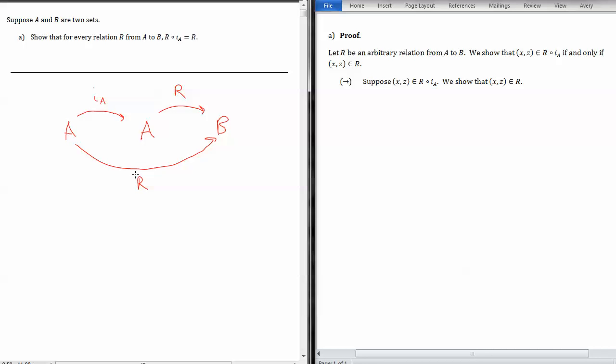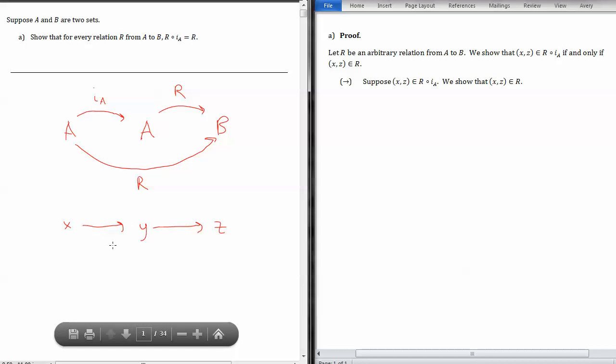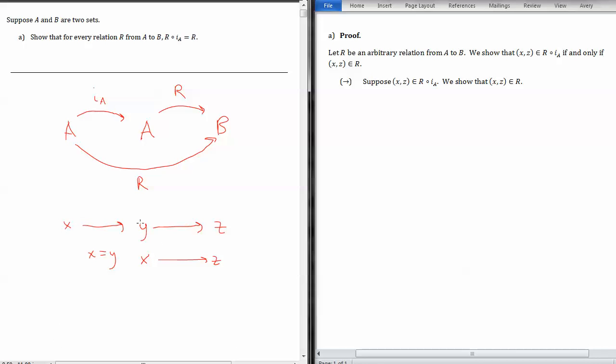Well, if you have an element of the composition here, then that means that you have an x, z such that there's a y in the middle with x, y in the identity relation and y, z in the relation R. And if x, y is in the identity relation, that means that x and y have to be the same thing, right? So x equals y. And so really, this y is the same as x, and so we have x to z, okay? So in other words, the ordered pair x, z is in R as well.